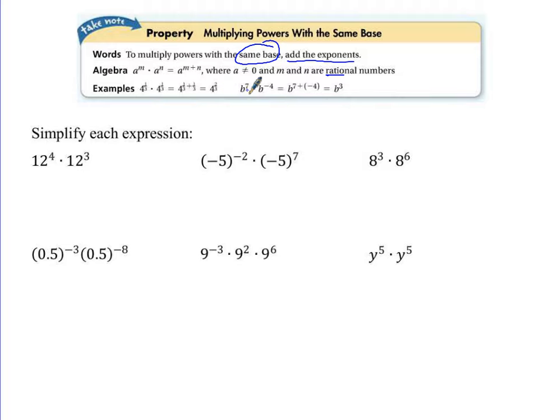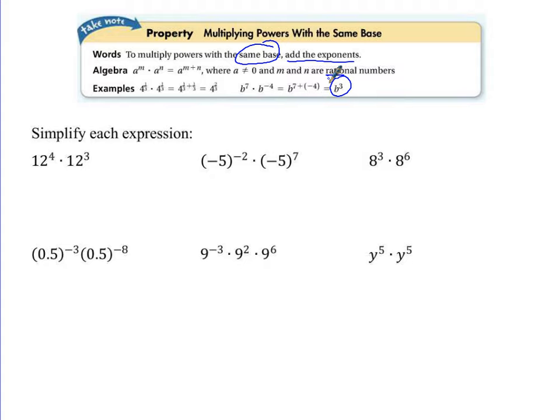Or b to the 7th times b to the -4th. These are like bases, so we're going to add the exponents. What is 7 plus -4? That's 3. So b to the 3rd is the answer in that case. And notice that it wound up being a positive exponent, so we didn't have to worry about where to put it or anything like that. If you simplify first and then place your exponents, you're going to be in a lot better shape.